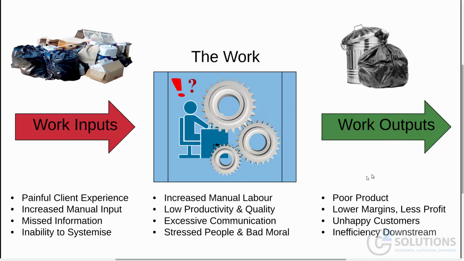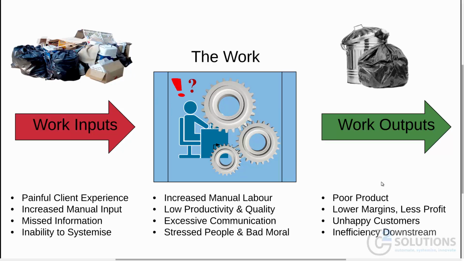On the outputs, the product is generally poorer. There's a higher variation in the product itself, delivery timeframes, the agility of being able to adapt the product, and also the variances in what the client receives, again because it's dependent on the person. Hence, your lower margins and less profit, because a lot of the cost is absorbed in this section. By the time you get to here, your margins are really low.